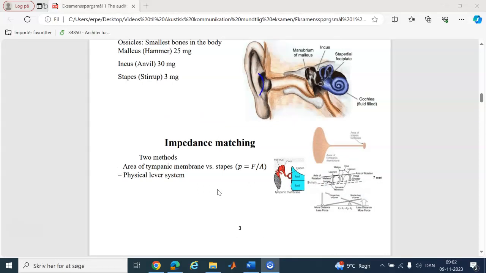There are two ways to see it. The area of the tympanic membrane versus the stapes. The pressure is force divided by area. So when the area of the oval window in the entrance to the cochlea is much smaller than the area of the tympanic membrane, the pressure will be much higher. You can also talk about a level system.